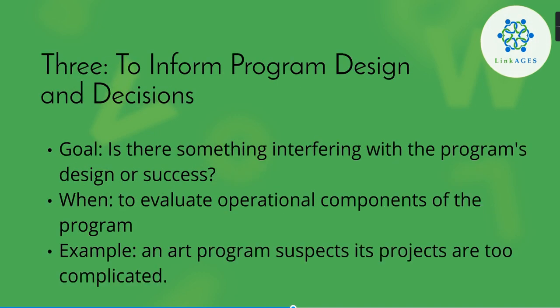The third purpose is to inform program design. The goal of this is to discover if something is interfering with the program design or success. It's often used when wanting to evaluate an operational component of the program. An example would be an art program suspects its arts projects are too complicated for its intended age group.